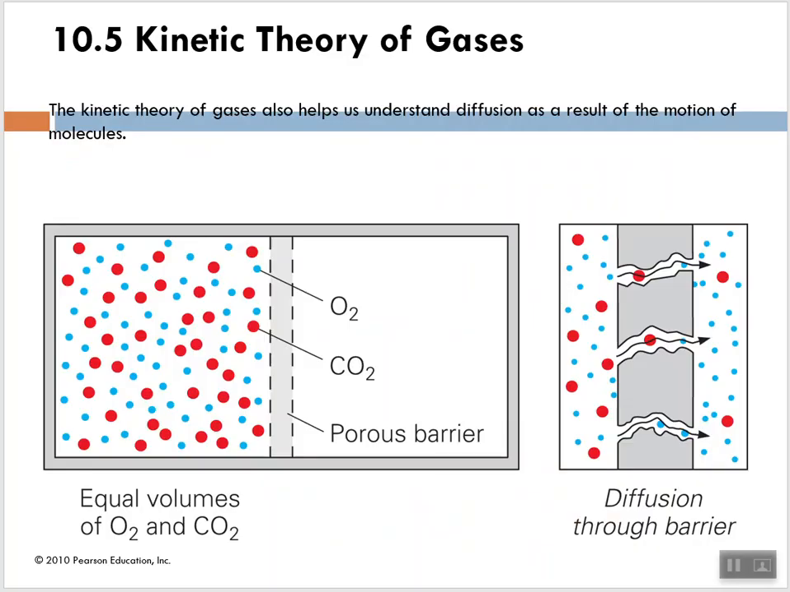Kinetic theory of gases also helps us understand diffusion as a result of the motion of molecules. What we have here on the left is an equal volume of O2 and CO2, and we have this porous material where there are holes in it. With diffusion through the barrier, what we find is that the O2 is much easier. It's a smaller molecule, so it makes it through there much easier than the CO2 does. The CO2 doesn't make it through as easily.